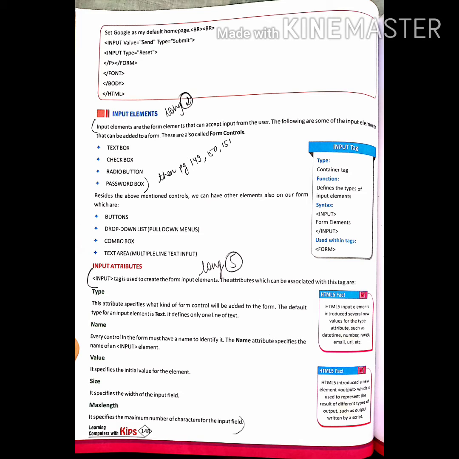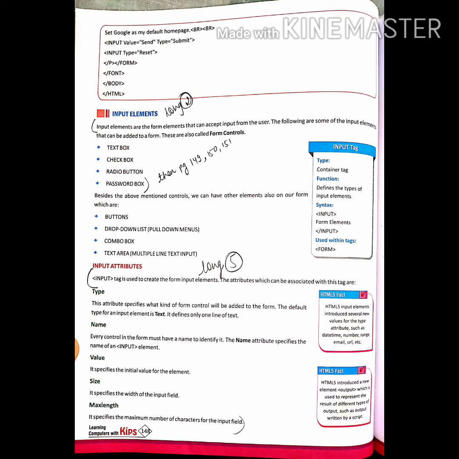Input attributes. The input tag is used to create the form input elements. The attributes which can be associated with this tag are type, name, value, size, and maximum length. Type. This attribute specifies what kind of form control will be added to the form. The default type for an input element is text.